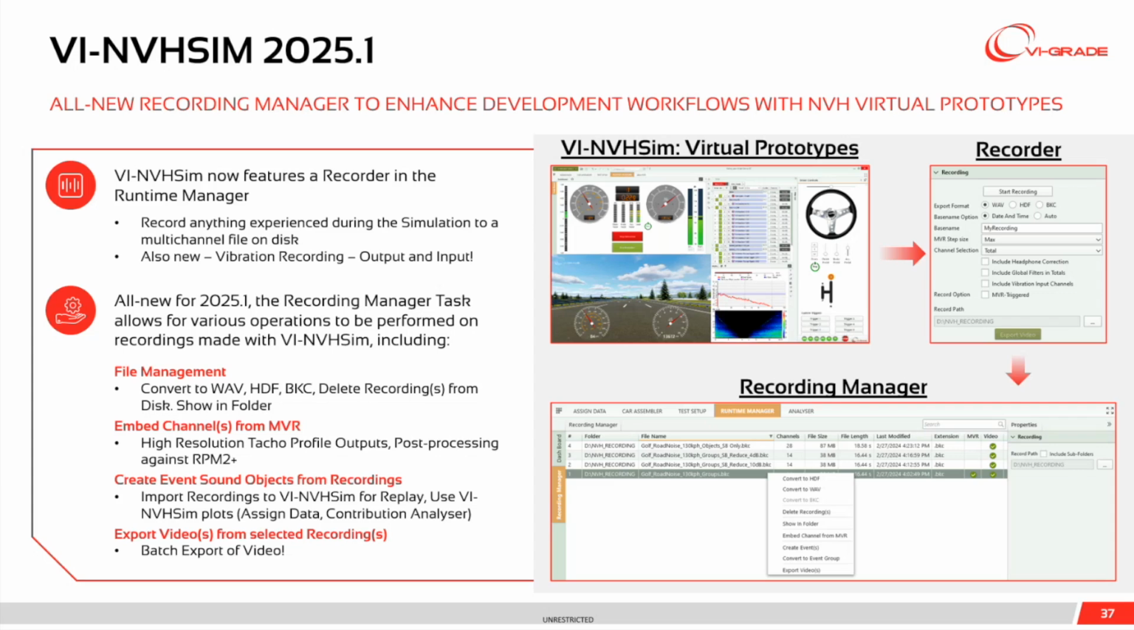We also have the ability to embed other signals into that multi-channel file. One of the common requests we get from our users is being able to have high resolution tacho profile outputs. We typically embed our tachometer information as pulse trains so that it's easy for post-processing. But sometimes if we have other sorts of signals on there, we want to get the profile in there to really have the accuracy of what the true signal was versus time. That's now possible with our embed channels from MVR functionality.